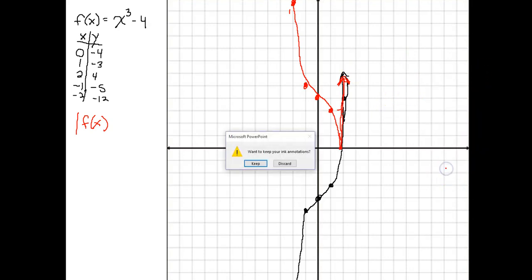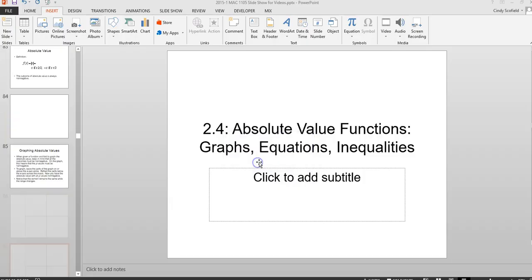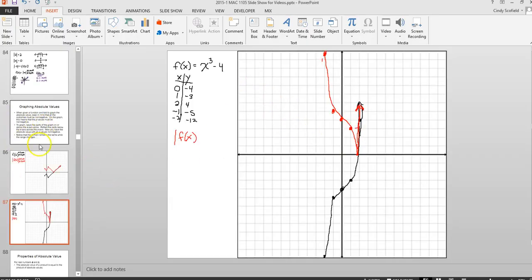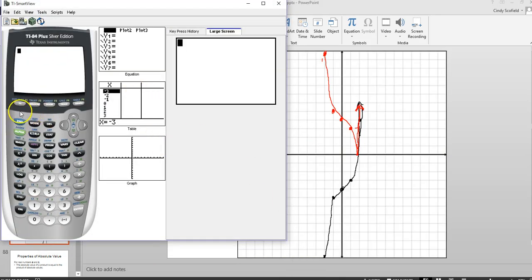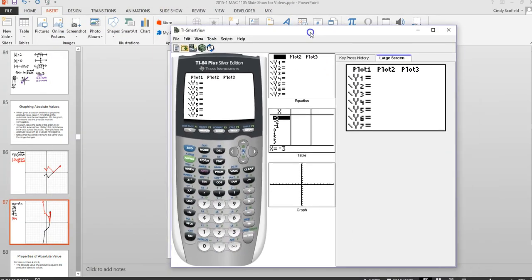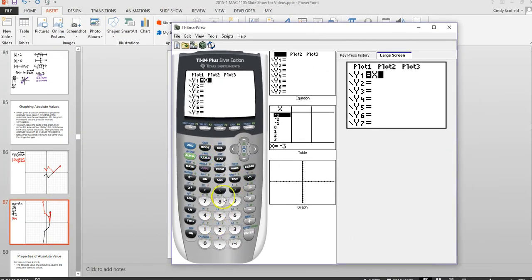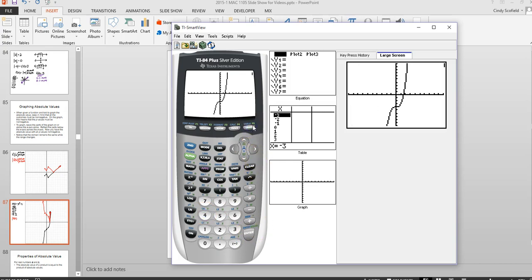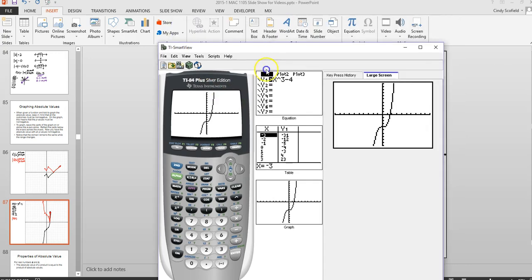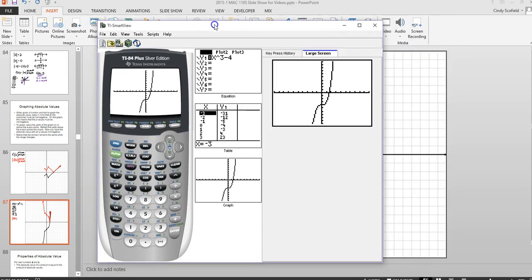All right, let's put that exact problem into the calculator. Okay, let's go to y equals and put x cubed minus 4 in. So x, then this little caret symbol, 3, minus 4. And then you hit graph. There you go. That's what we originally had in black on this.